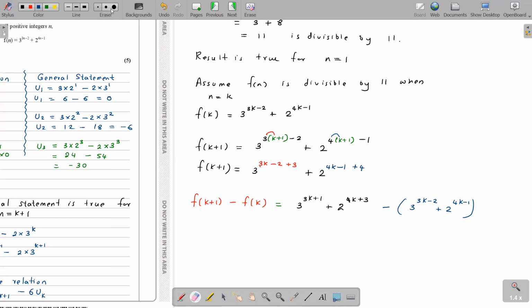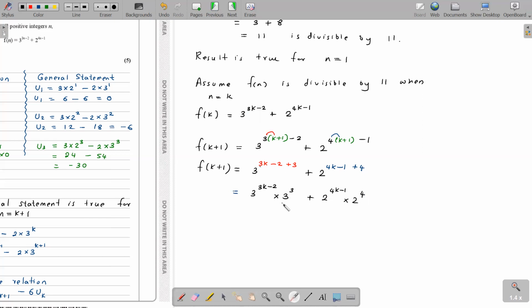Is that okay? And then let me remove this. Now I'll separate: 3 to the power 3k minus 2 into 3 to the power 3. Do you see what I did here? 2 to the power 4k minus 1 into 2 to the power 4. So you can see now my fk plus 1 and fk have the same powers.